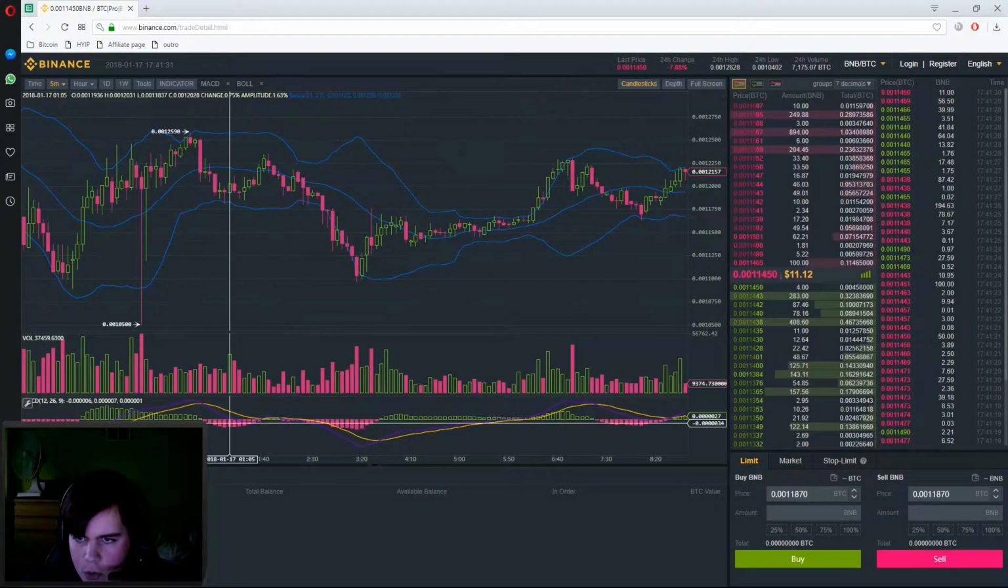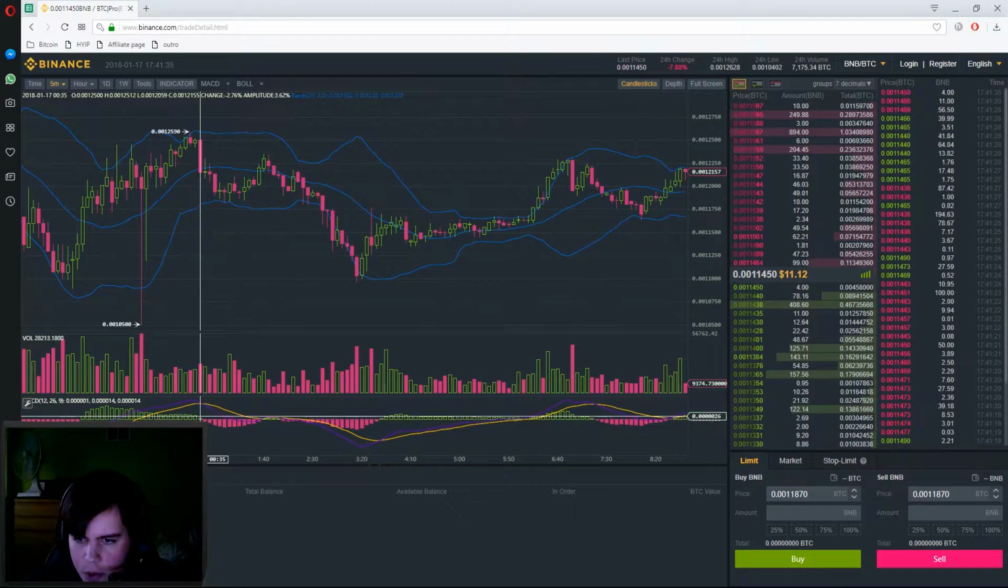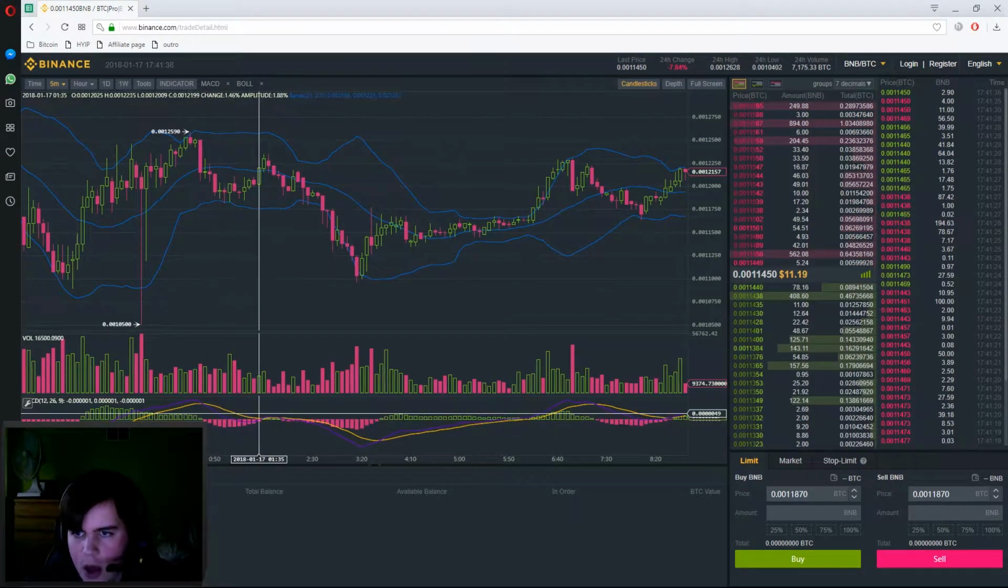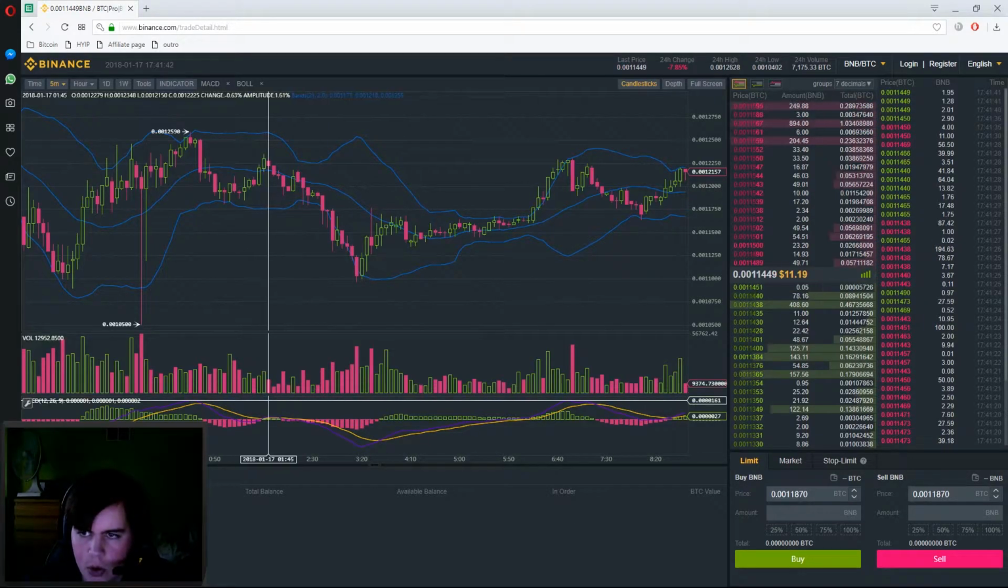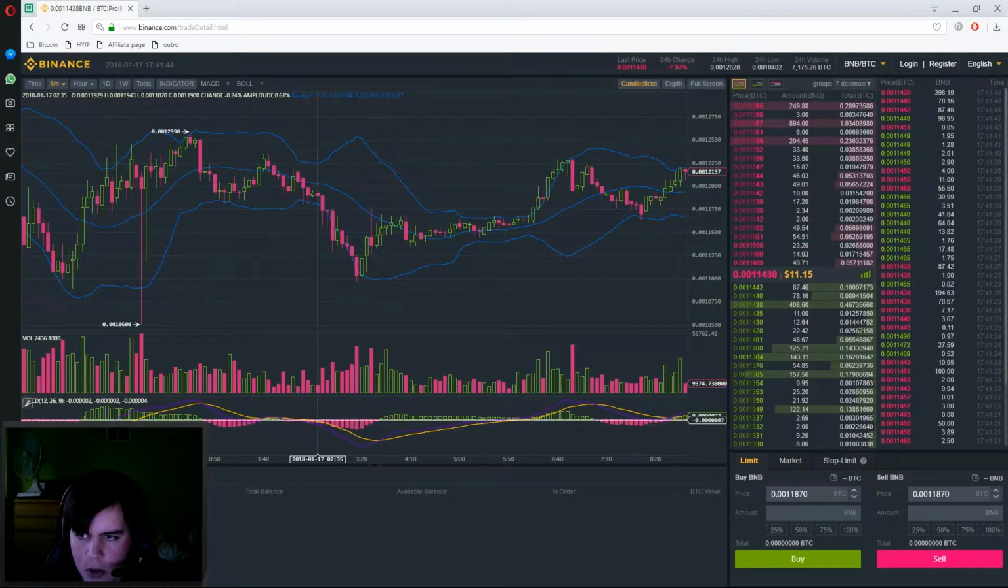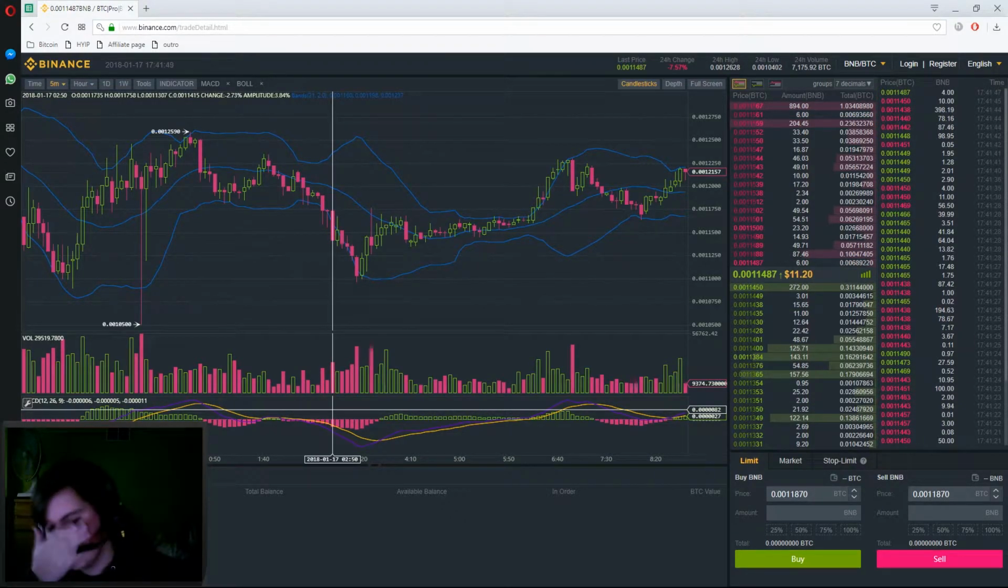So we probably would have bought somewhere around here, right? We would have bought here, and we wouldn't sell here probably. So we would start taking losses. So there will be two strategies which I will explain later.